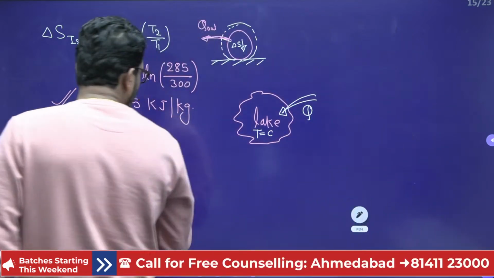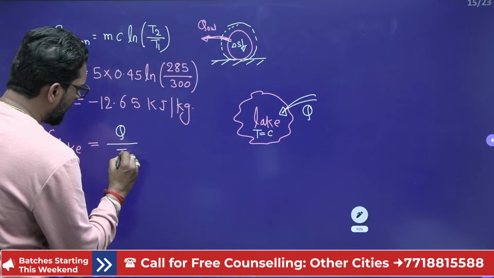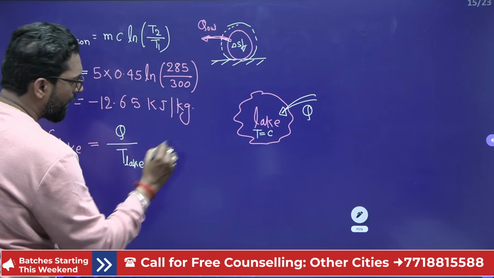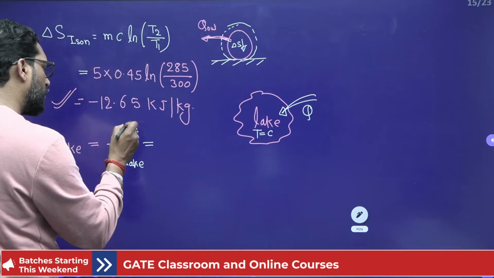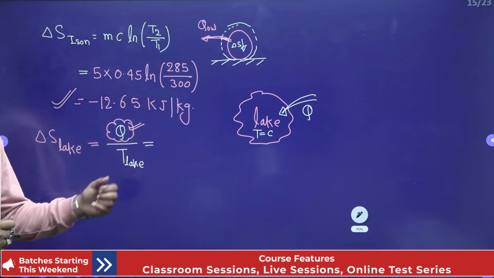So what is that? This Q divided by T of lake. Why? Because the lake is our system boundary. Now what amount of Q do we have? We don't have it. So how to find Q? First we have to find Q.